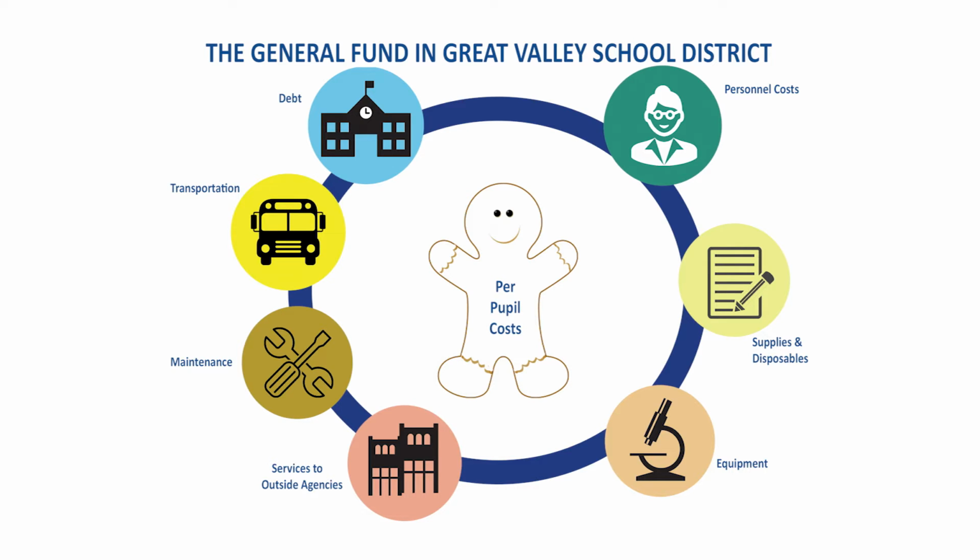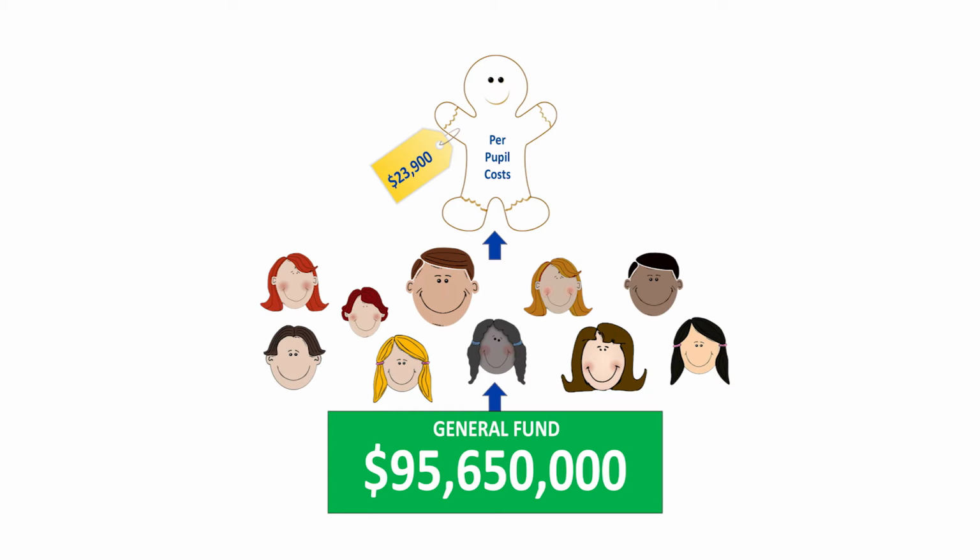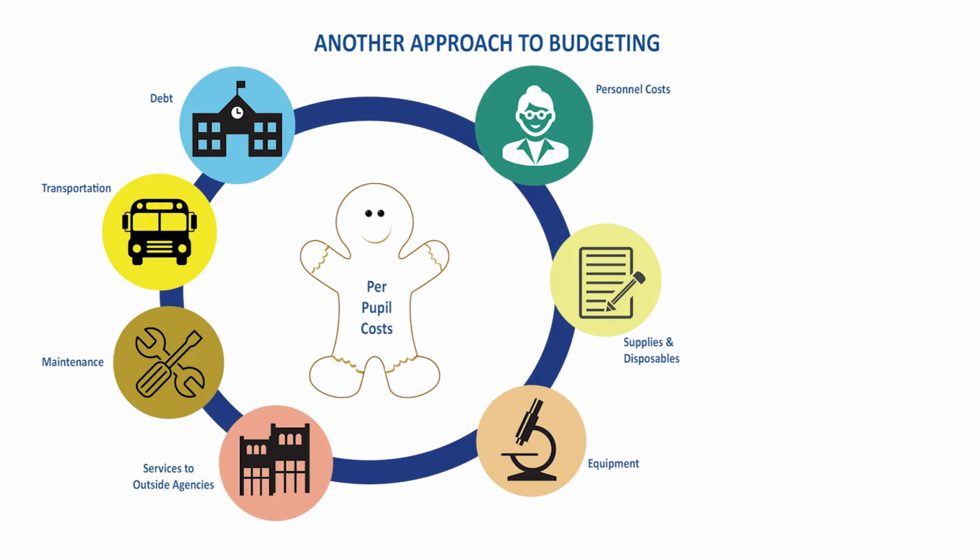In the 2016-2017 school year, our general fund totaled $95,650,000. Our enrollment was 4,000. And so, our cost per pupil totaled $23,900. However, if you look at other districts, what you may find is that they don't include some of the categories of expenses in their general funds.